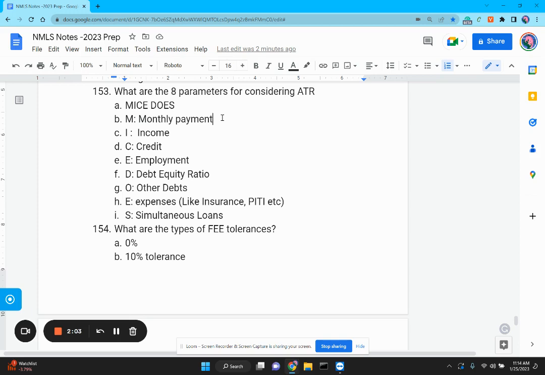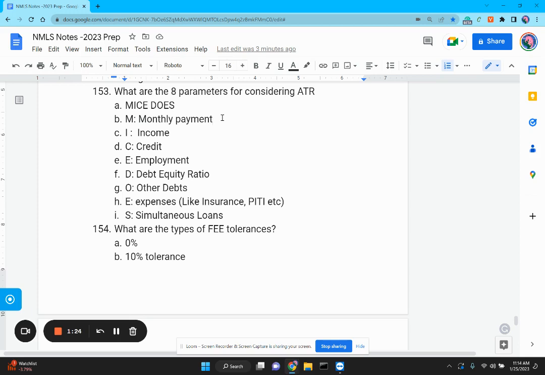We look at your employment. So do you have any employment, and what is the employment? That basically comes back to your income. Then we look at your debt equity ratio. If you have way too much debt compared to what your income is, then that's something we take into consideration for calculating your ATR. If there are any other debts, like let's say you have alimony or child support that you need to handle, those are other kinds of debts that we would look at.